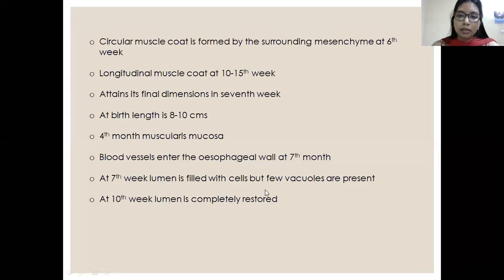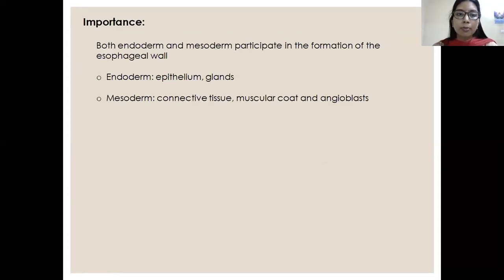The lumen has a few vacuoles, though it is partially filled at 7 weeks, and by the 10th week, the lumen is completely restored. The importance here is that both endoderm and mesoderm participate in the formation of the esophageal wall.